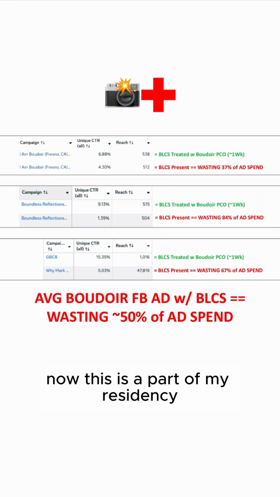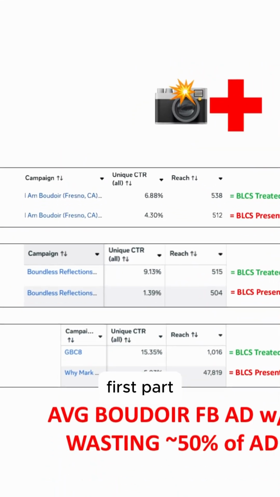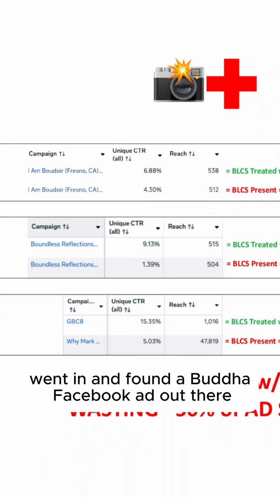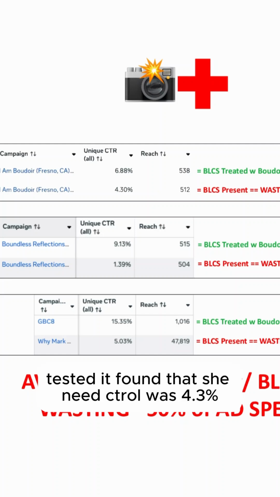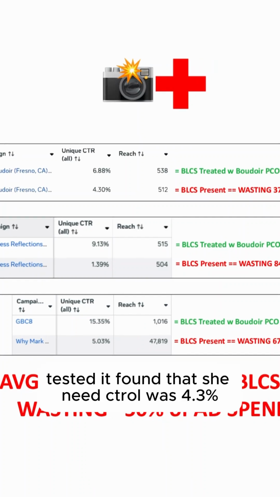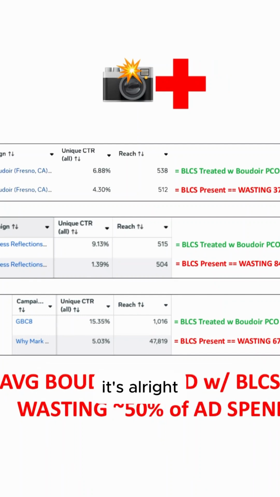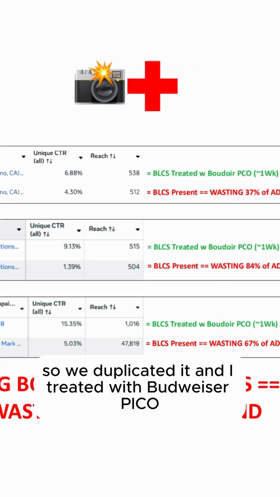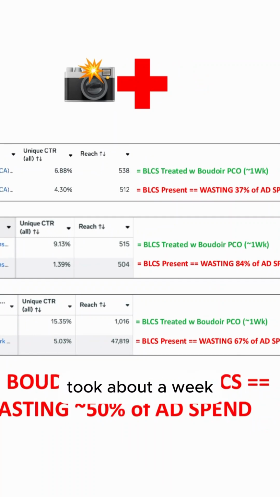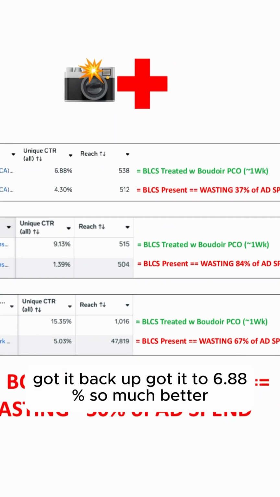Now, this was part of my residency. First part, I went in and found a Boudoir Facebook ad out there flying around, brought it back to the hospital, tested it, and found its unique CTR was 4.3%. So all right, we know that BLCS is present because that is under 6%. So we duplicated it, and I treated it with Boudoir Pico, took about a week, got it back up, got it to 6.88%. So much better.